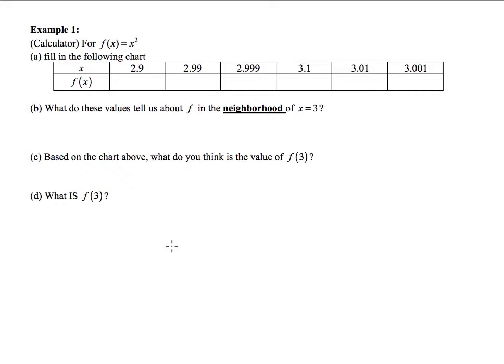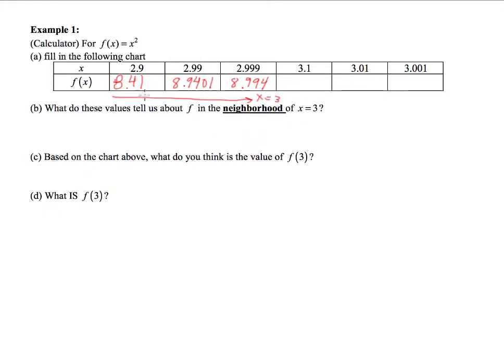So our first example, f of x is defined by f of x is equal to x squared. So let's see what f of x equals when x is equal to 2.9. So using my calculator, I plug in 2.9 quantity squared, 8.41, and then plugging in 2.99, we get 8.9401. And then finally, we get 8.9994.